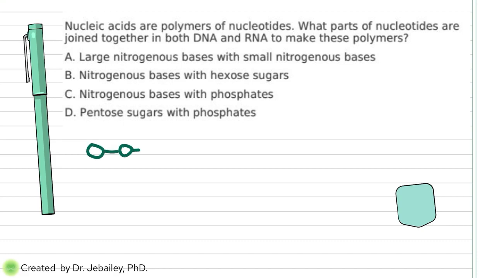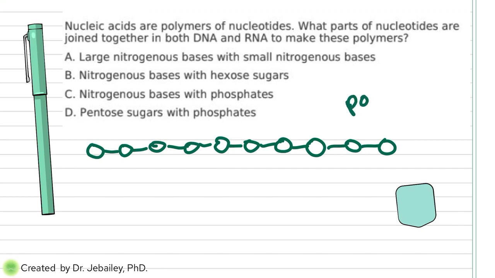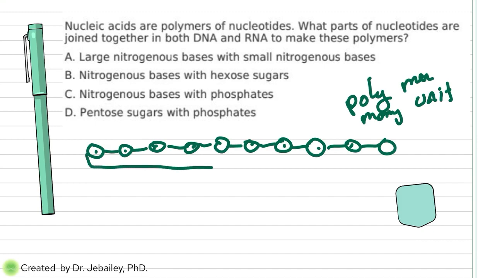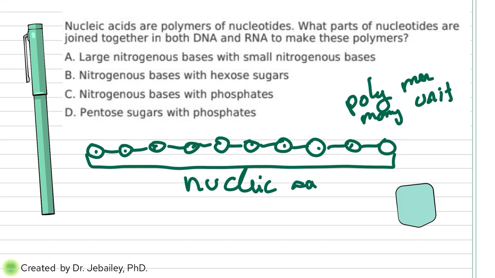So we have this attached to the next one, and you can take every single circle here as if it was a nucleotide, and they're attached to each other. Now that's a polymer, because the word poly means many, and the word mer means units. So you have 1, 2, 3, 4, 5, 6, 7, 8, 9, 10 units. So it's many units. That's what a polymer is. Now, all of these nucleotides together, what do they make? They make a nucleic acid.